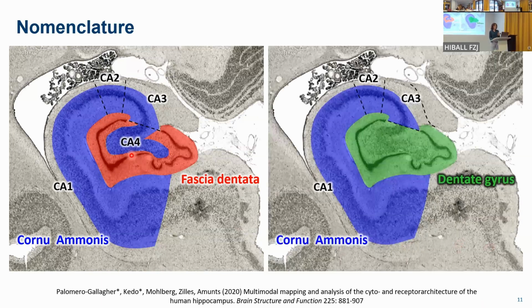If we then merge the CA4 region, so that the cornu ammonis can be subdivided into CA1, CA2, CA3, and CA4 regions based on differences in cell body packing, based on differences in the distribution of receptors for classical neurotransmitters, based on connectivity patterns, okay? And if we merge the CA4 region with the fascia dentata, then we get what is called the dentate gyrus, which is this structure that we can see macroanatomically, okay?